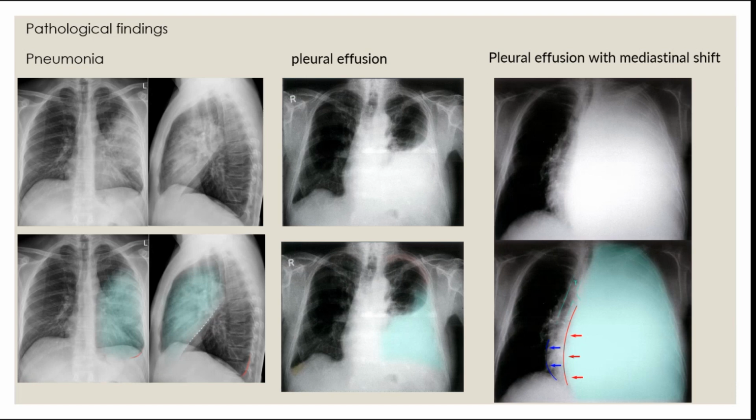Some features also show pathological features like pneumonia. As we said, the lung is supposed to look black because we have air in the lung. So in these pictures, we see that the lung is becoming more whitish. We can see here on the left that we have white, so it can be pneumonia. In the second picture, it's whiter, so it's pleural effusion.